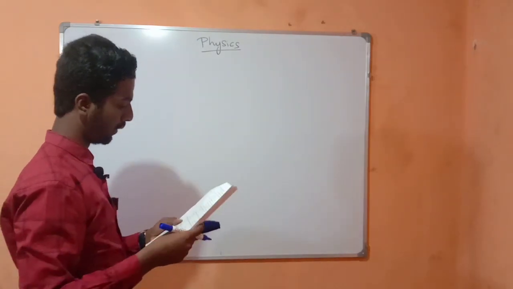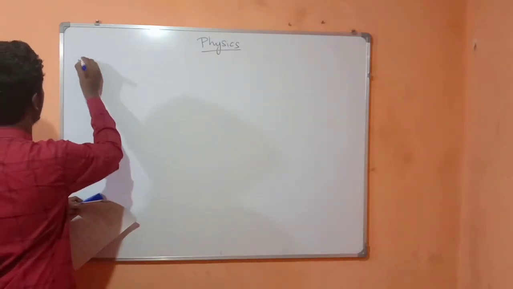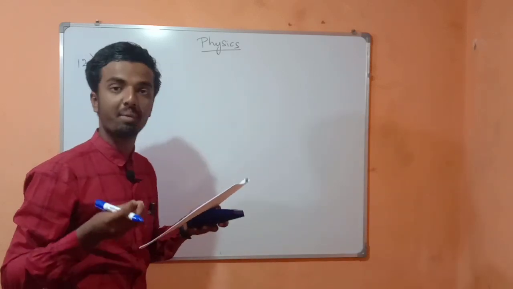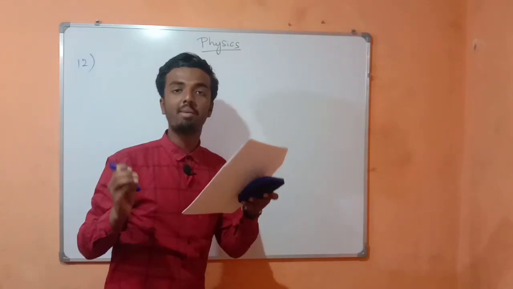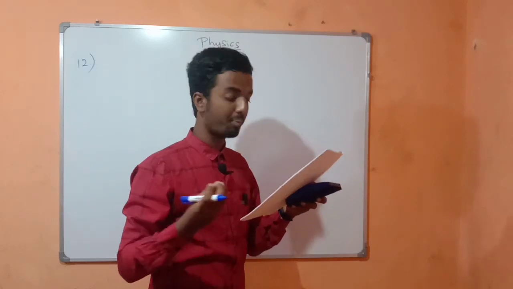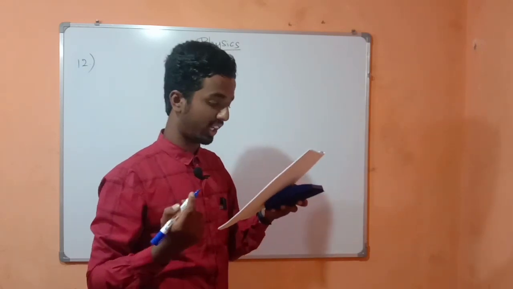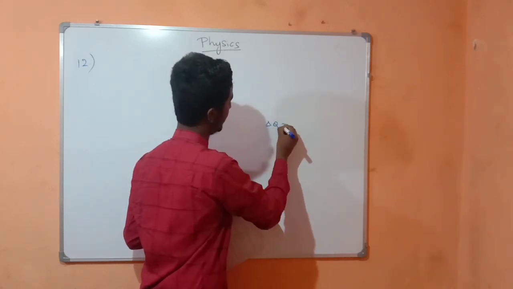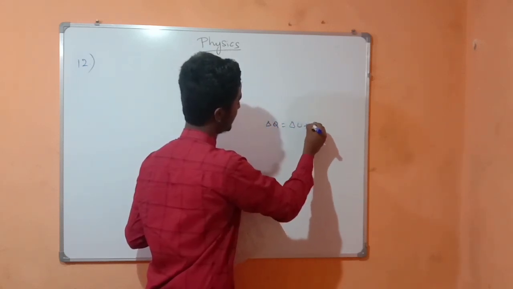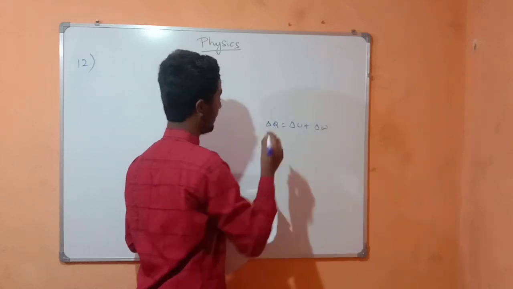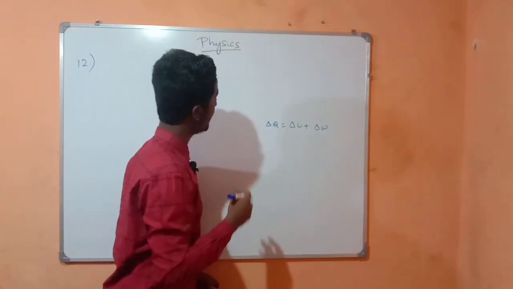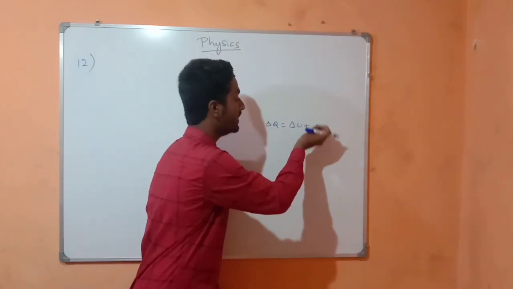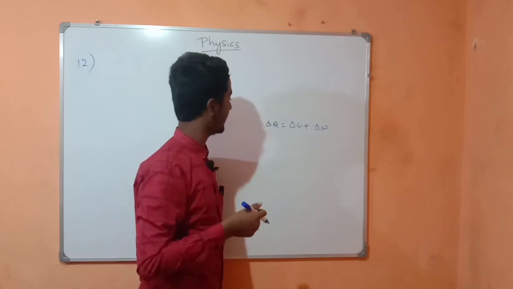Let me move to the 12th question, children. We have finished the 11th question. The mathematical statement of the first law of thermodynamics is given by. They are asking the mathematical statement of the first law of thermodynamics. Let me write here. Delta Q is equal to delta U plus delta W. What do you mean by delta Q? Delta Q means change in heat is equal to change in internal energy plus change in work done.